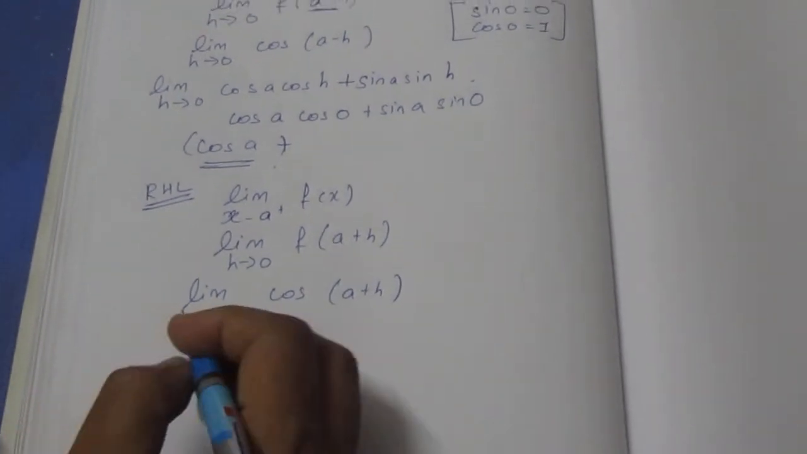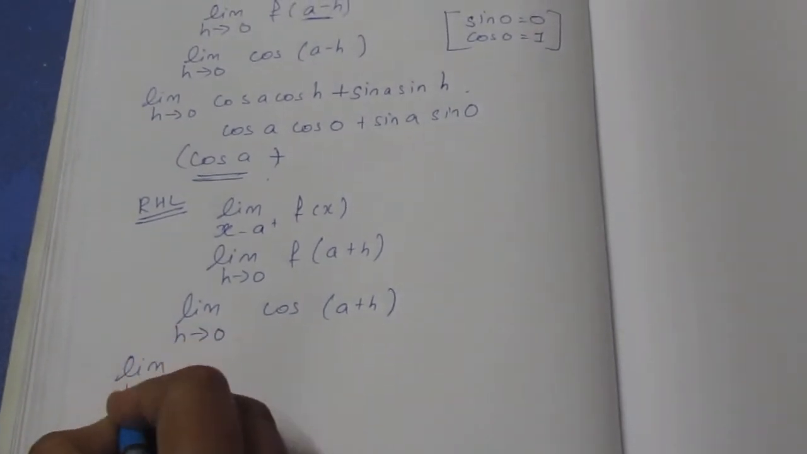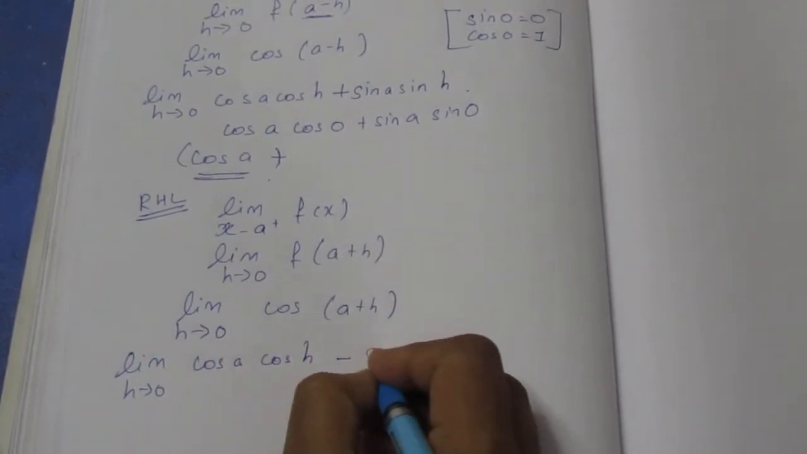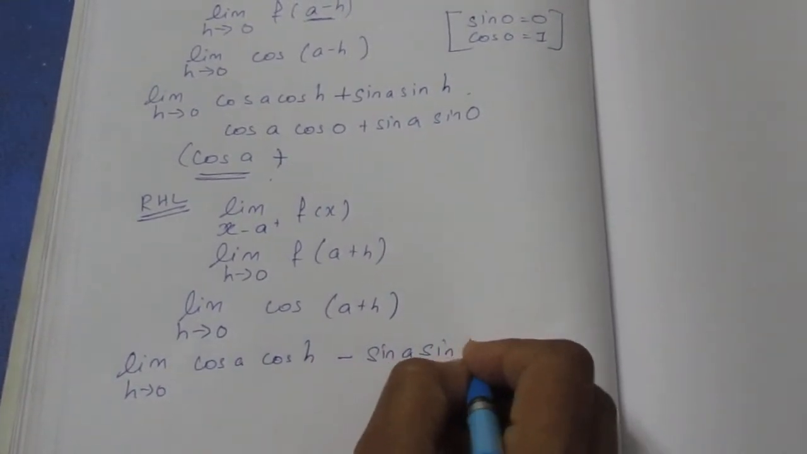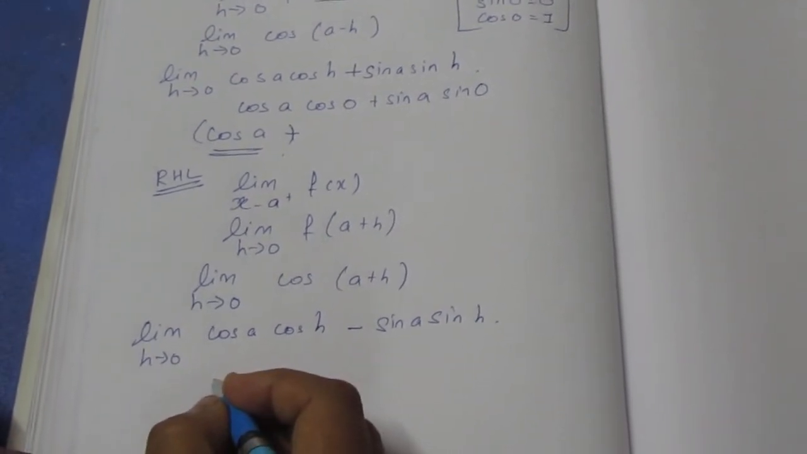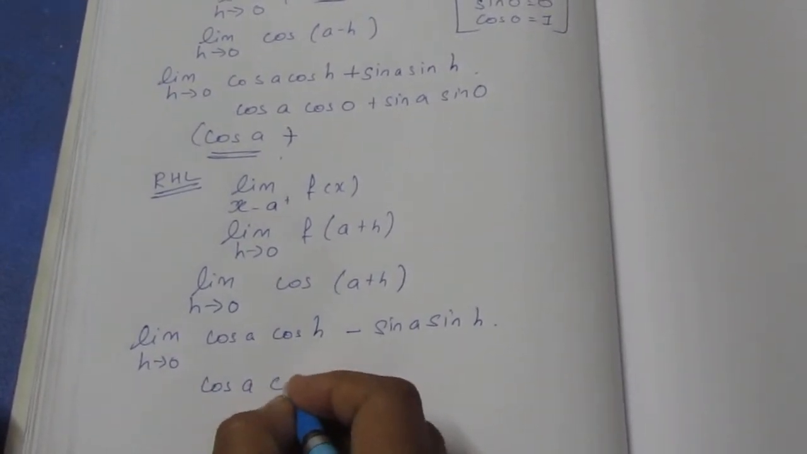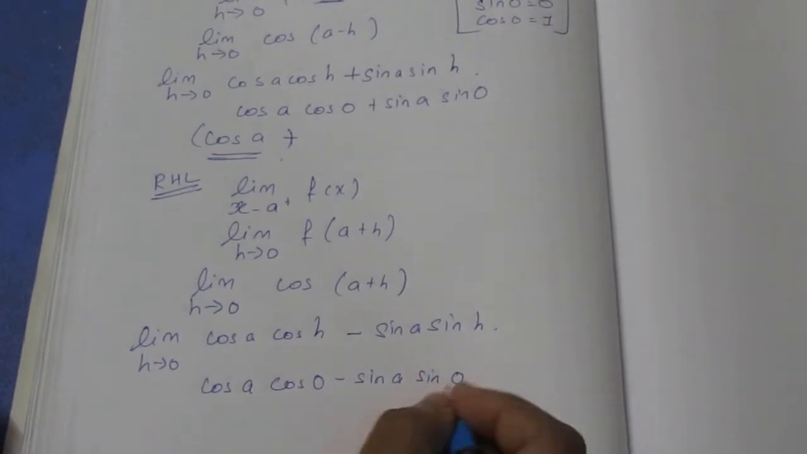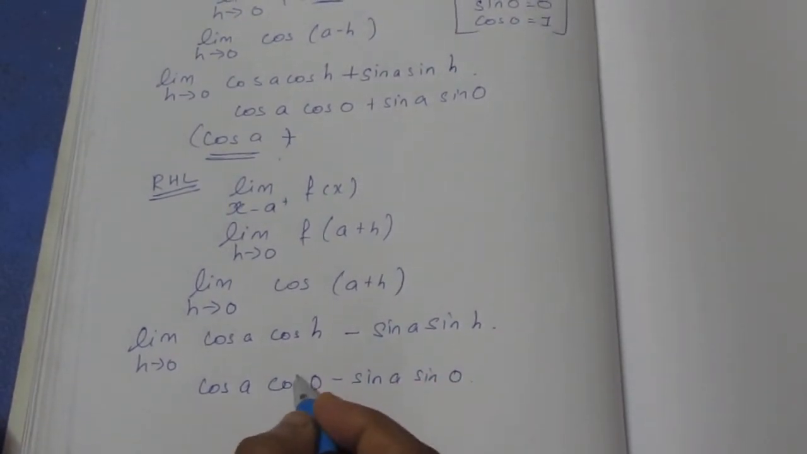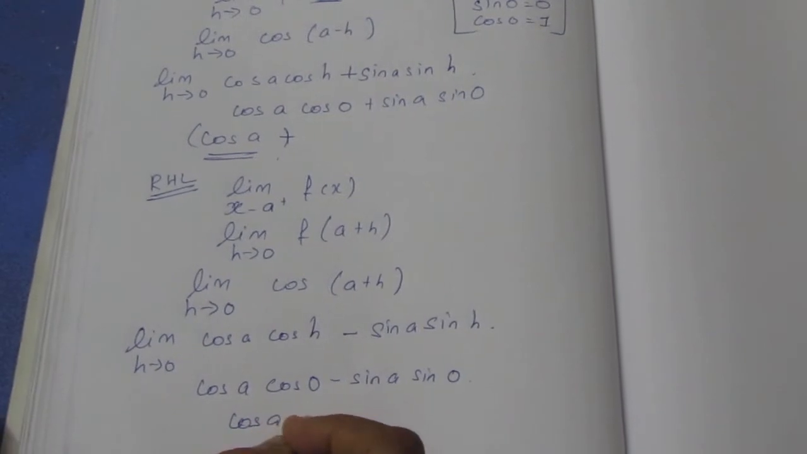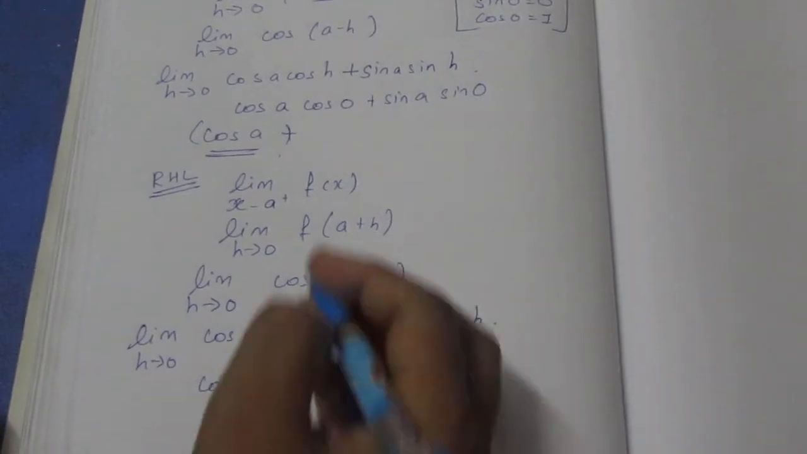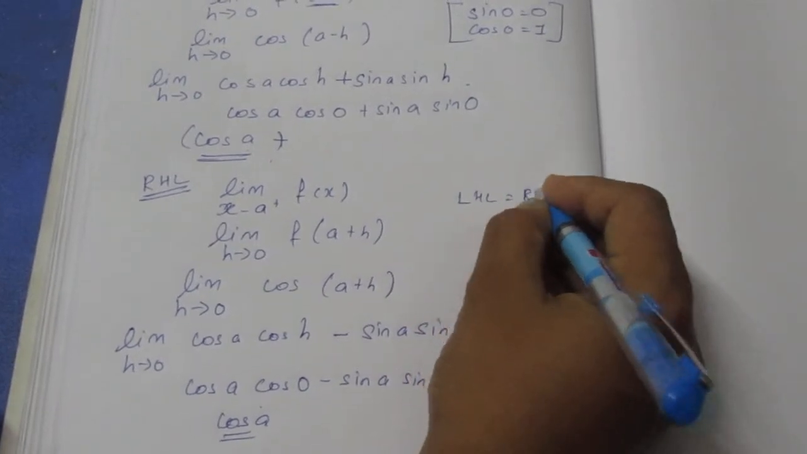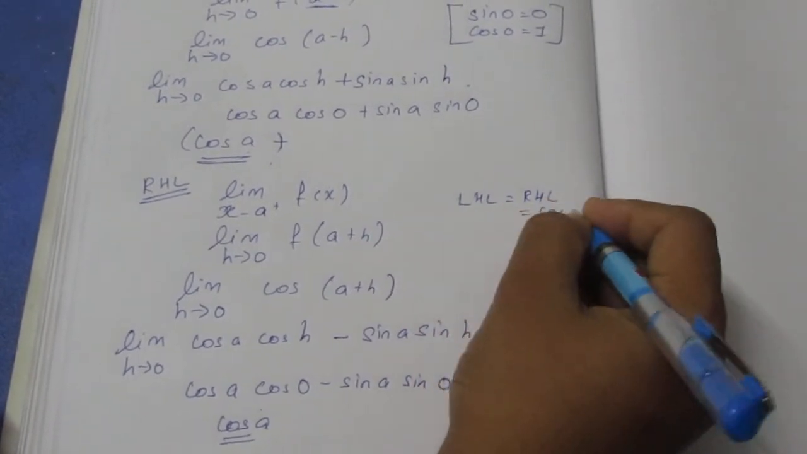So limit h tends to 0 cos a cos h minus sin a sin h. Now substitute the value of 0 in the place of h, it becomes cos a cos 0 minus sin a sin 0. Sin 0 is 0, so that term will become 0. Here cos 0 is 1, so here it becomes cos a into 1 will become cos a. So here LHL is equal to RHL. Let me write it here. LHL is equal to RHL. Both are equal to cos a.